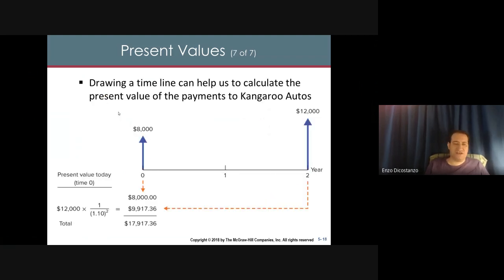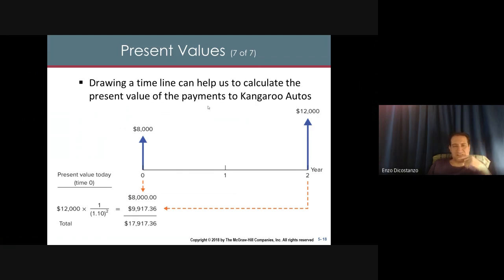And this is drawing a timeline. This is how I remember it from when I was a student at NJIT, how we learned this. We owed 12,000 in 2 years. So what that means is drawing a timeline can help us calculate the present value, the payments, in the category of autos.